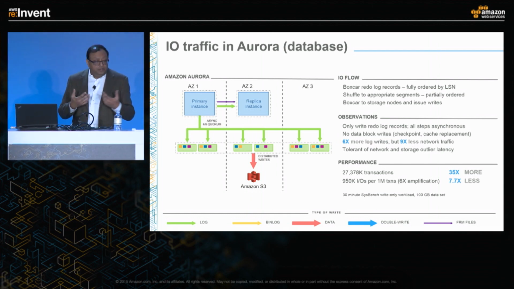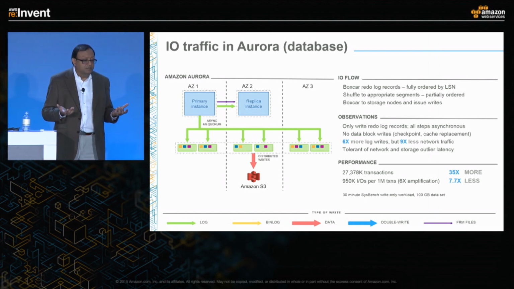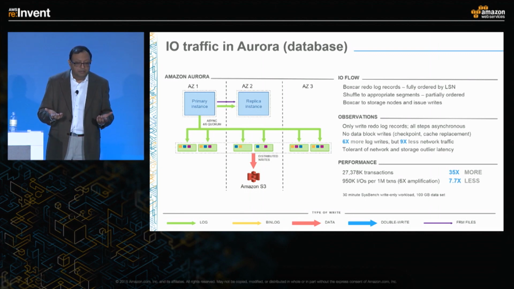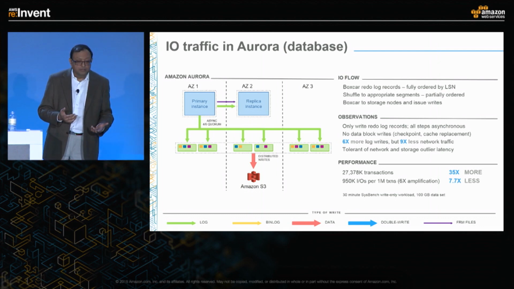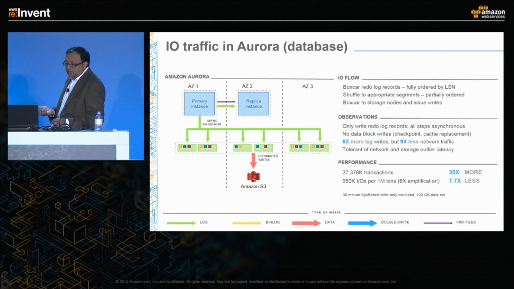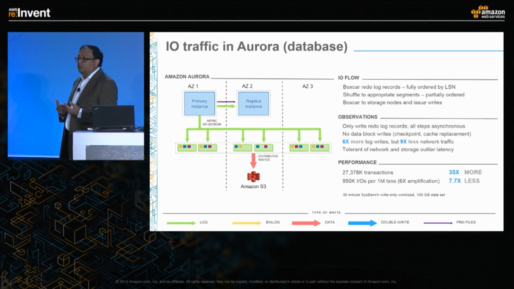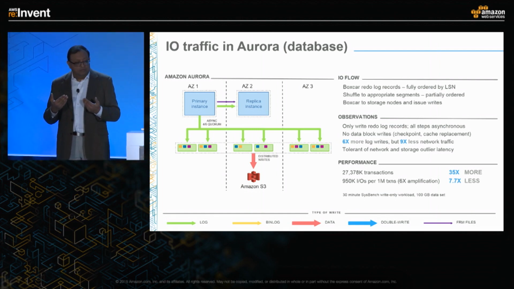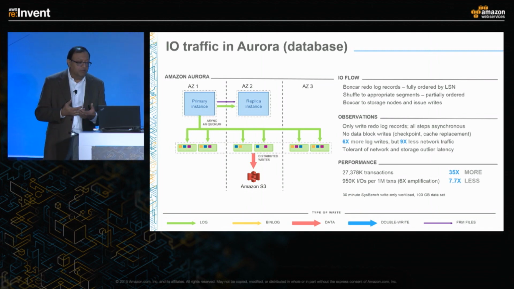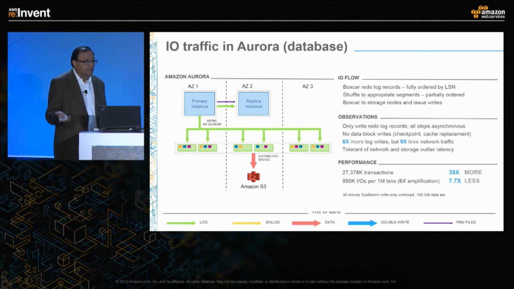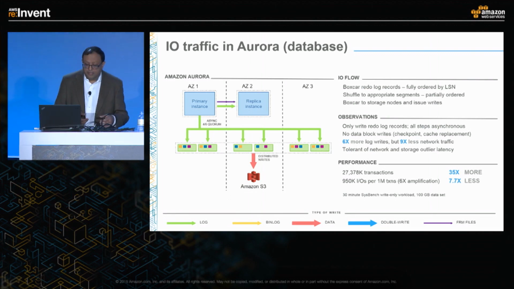And so we do see an amplification because we're doing 6 writes just to get sufficient durability. So there's 6 times more log writes, but 9 times less network traffic because it's only the log that's going across. And the good news is that since it's a quorum-based model where we only require 4 out of those 6 writes to come back, we actually are much more tolerant of network and storage node jitter, as well as disruptions of service, whether nodes go down or AZs go down or whatever.